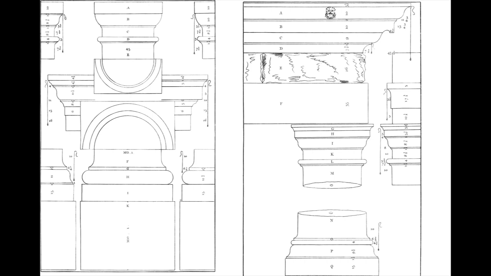Plate 2. A. Abaco, B. Ovolo, C. Collarino, D. Astragal, E. Shaft of the column at the top, F. Shaft of the column below, G. Cimbia or cincture, H. Toro or baston, I. Orlo, K. Pedestal. The profiles near the base and capital plans are the imposts of the arches.